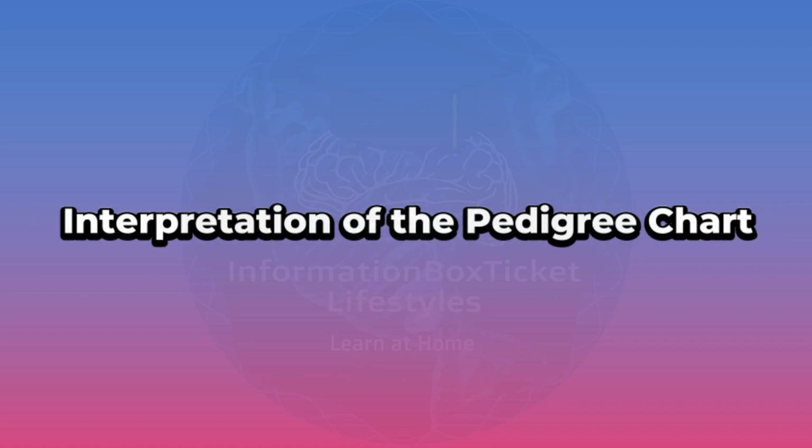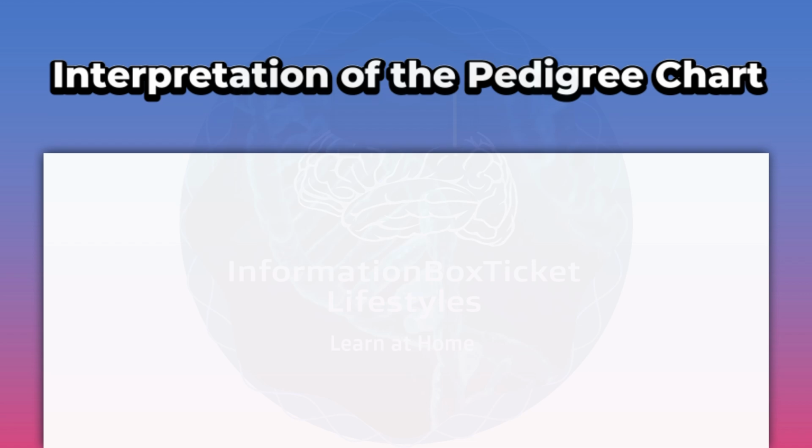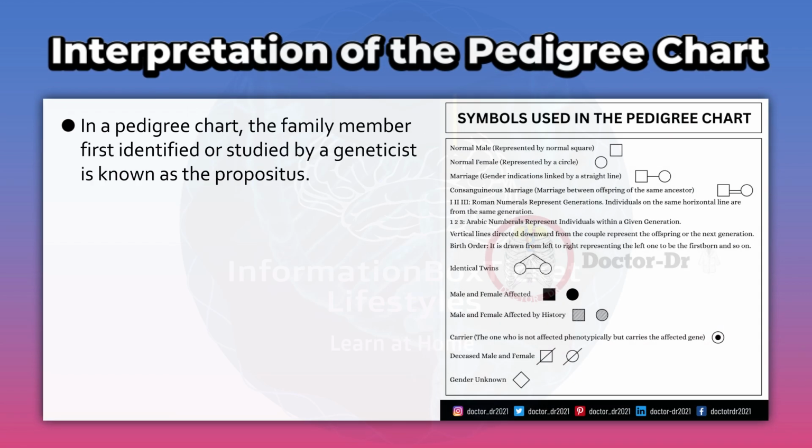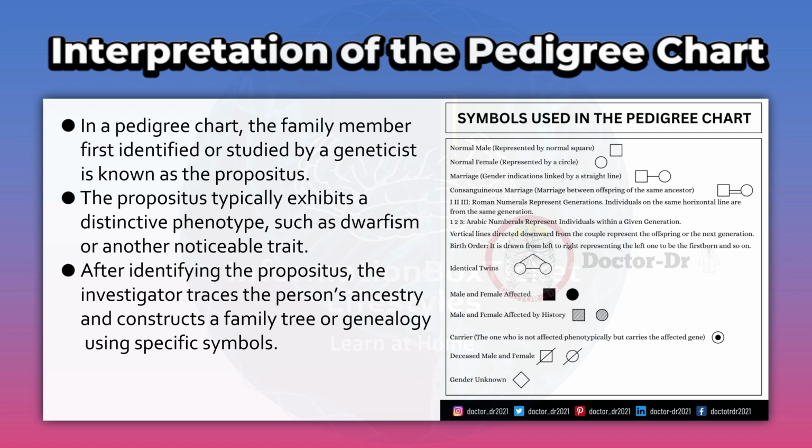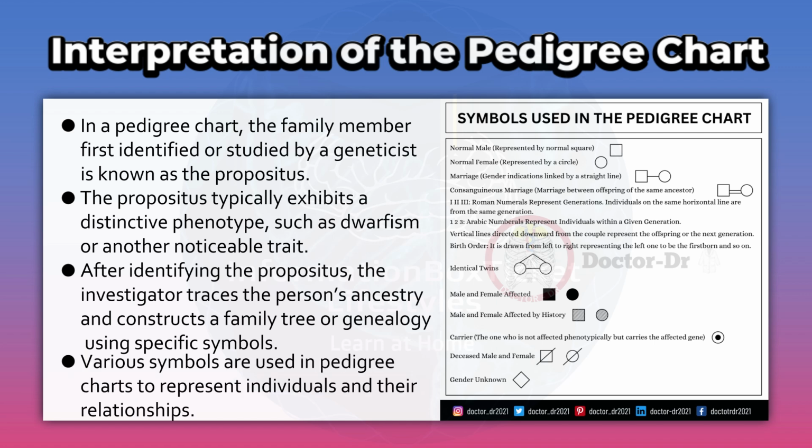Interpretation of the pedigree chart. In a pedigree chart, the family member first identified or studied by a geneticist is known as the propositus. The propositus typically exhibits a distinctive phenotype, such as dwarfism or another noticeable trait. After identifying the propositus, the investigator traces the person's ancestry and constructs a family tree or genealogy using specific symbols. Various symbols are used in pedigree charts to represent individuals and their relationships.